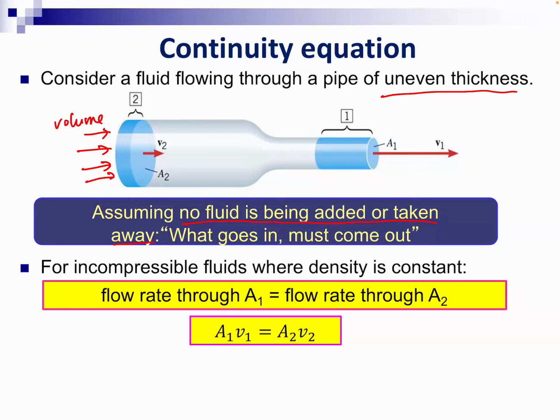If we write this in equation form, flow rate is area times the speed. So the area, meaning this cross-sectional area here, times the speed should be equal at both areas of the pipe, even if the thickness is not the same.